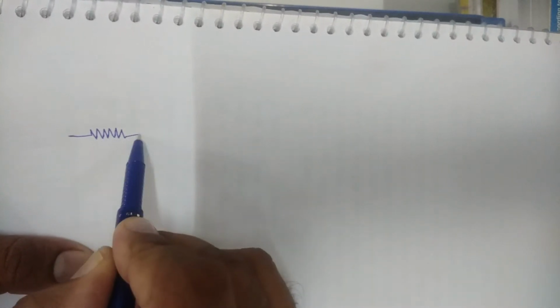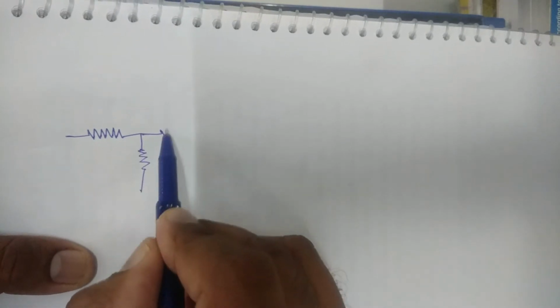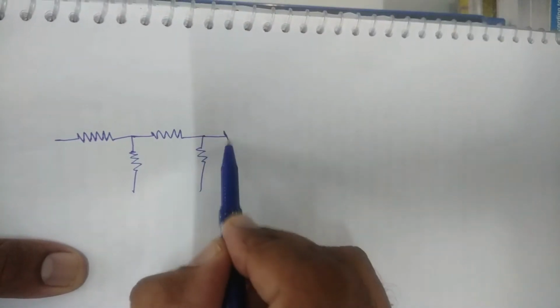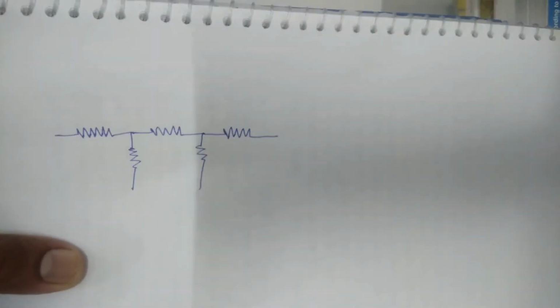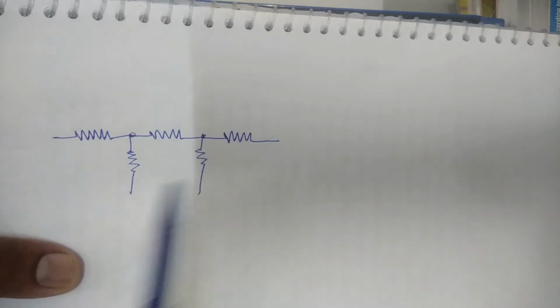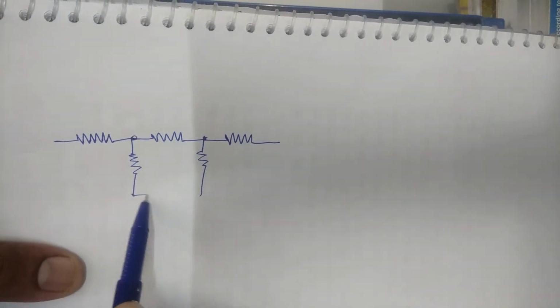Now whatever connection we have made on the breadboard, I am drawing it over here. We have connected this resistor, this resistor, this resistor and this resistor. We have connected our resistors in this fashion. Even though I have connected in this manner, this is automatically connected.